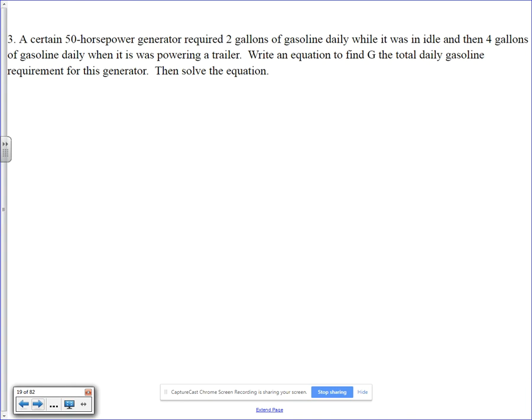If a certain 50 horsepower generator requires 2 gallons of gasoline daily while it is in idle, and 4 gallons of gasoline daily when it is powering a tractor or trailer. Write an equation to find G, the total daily gasoline requirement for this generator, then solve. Folks, did they tell you the variable to use? What is it? G. Everybody all right? Now, does everybody know what a generator is? Gives you power when you don't have power, right? Runs on gasoline. Does everybody know what idle is?